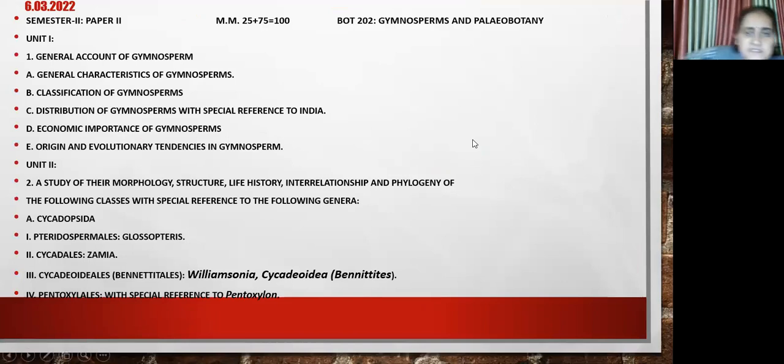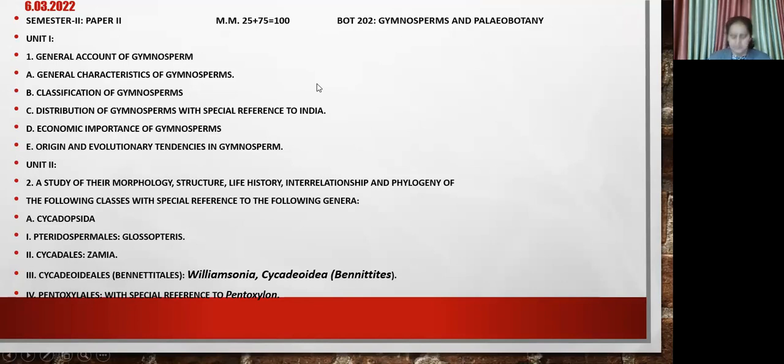So this paper consists of Gymnosperm and Paleobotany, a slightly advanced group, then Pteridophytes. Pteridophytes are more advanced than Bryophytic plants. So in the sequence, you have already studied Bryophytic plants. This year, in paper 1, you will study Pteridophytes, and Dr. Akhilesh will take your first paper.